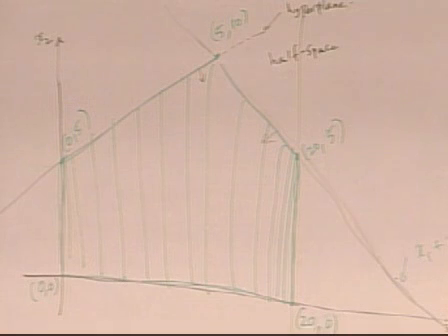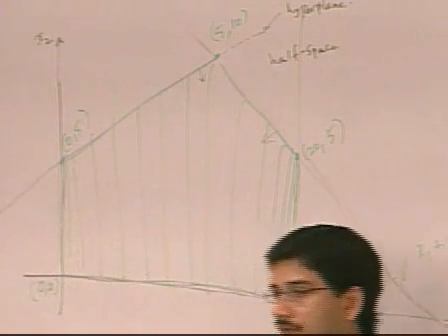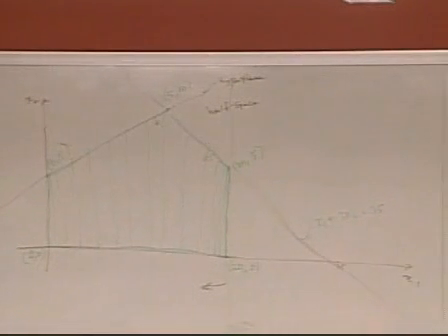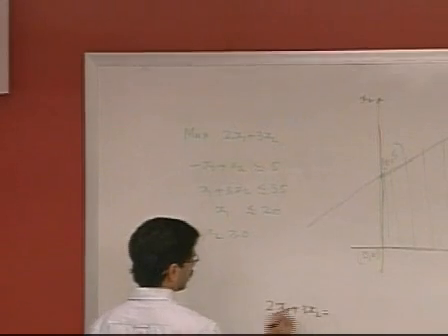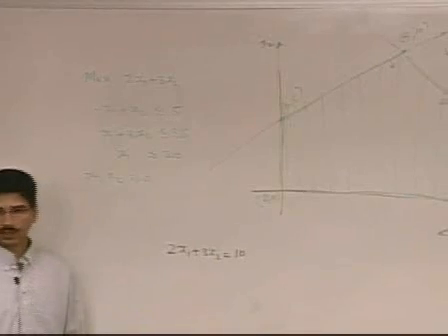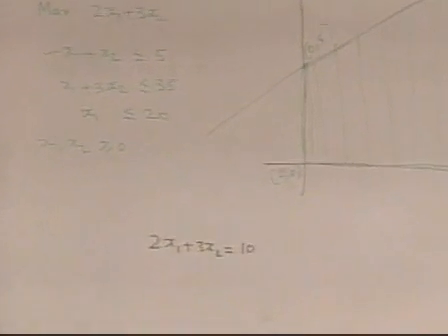Now, how will you solve the linear program once you have this representation of the feasible region? So one way to do it is to look at what is called an isocost line. Okay. So what does that mean? So let's actually look at the line 2x1 plus 3x2 equals, let's say, 10. Okay. So what does this line look like?